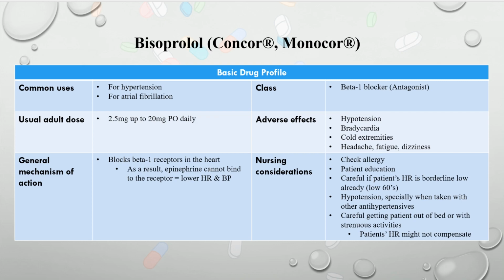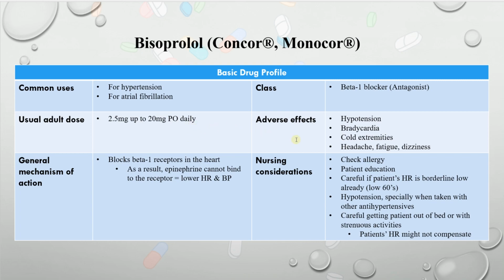Next medication is Bisoprolol with a brand name Concor or Monocor. The uses for this include hypertension and atrial fibrillation. It belongs to the class of the beta-1 blockers, so it's an antagonist. The usual dose goes between 2.5 milligrams up to 20 milligrams by mouth daily, depends on the patient, the condition, and how long they've been taking this medication.